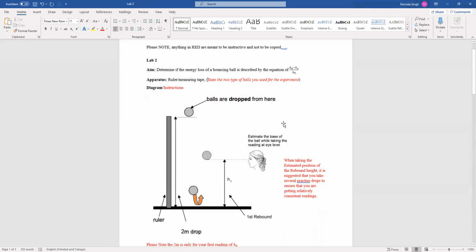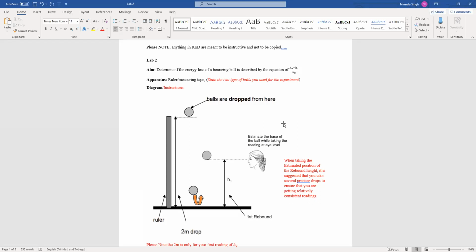So let's read our lab. Lab 2, we want to determine the energy loss of a bouncing ball, or to show if the energy loss of a bouncing ball is described by the equation h naught minus h1 over h naught. So the apparatus will be what you used. If you used a ruler, put a ruler. If you used a measuring tape, put a measuring tape. If you made a measuring tape, put that down.